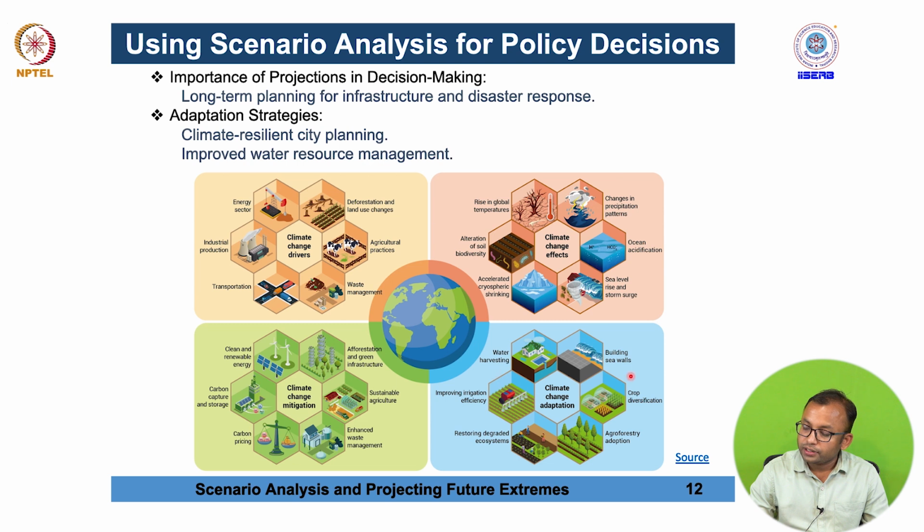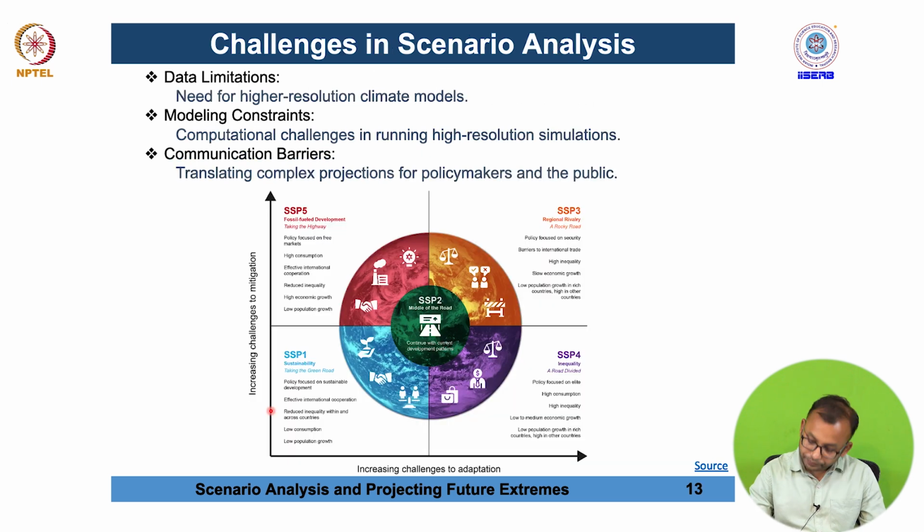Then we are talking about climate change adaptations. We can talk about water harvesting, building sea walls, crop diversification, agroforestry adaptation, restoring degraded ecosystems, or improving the efficiency of irrigation systems. Or, let us say, we are talking about climate change mitigation, where we are talking about clean and renewable energies, longer term goals, sustainable energies, sustainable agriculture, enhanced waste management, and carbon pricing. So these are the steps we can take when we have the scenario assessment, so that we can minimize the effect of different climatic extremes in different warming conditions.